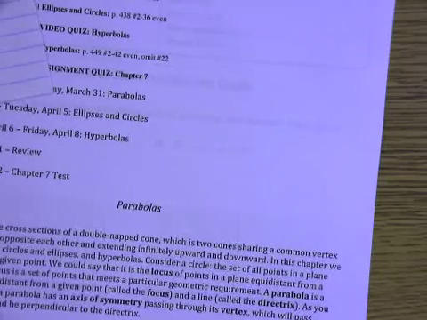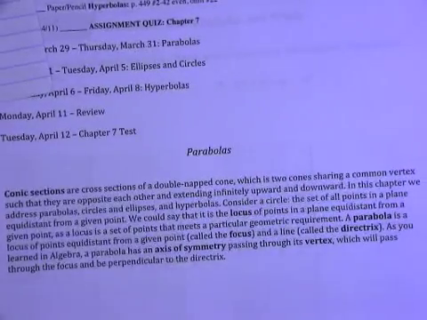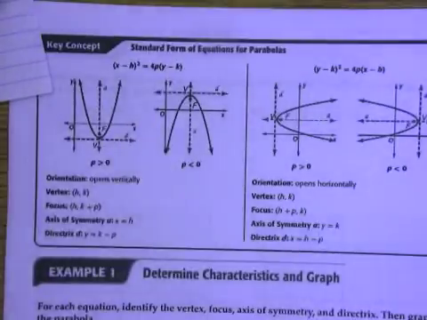So another way that we describe these conics is as a locus of something. And a locus is just a set of points that fits a certain description. So a parabola is a locus of points that's equidistant from a given point, called the focus, and a given line, called the directrix. So one of the main things that we're doing in this lesson is, given the equation, let's figure out what the focus is, what the directrix is, and of course we're graphing them.